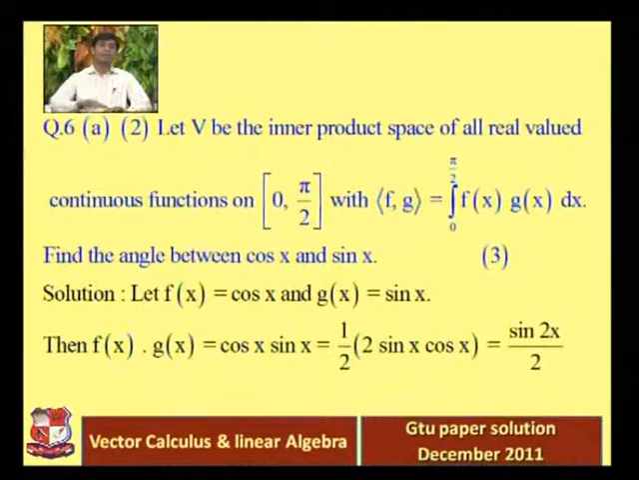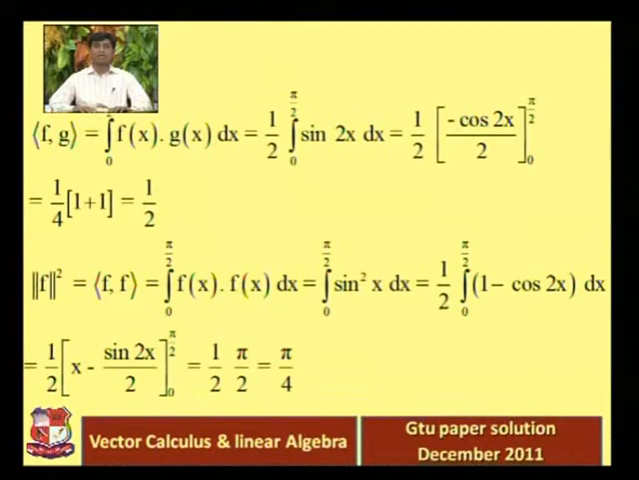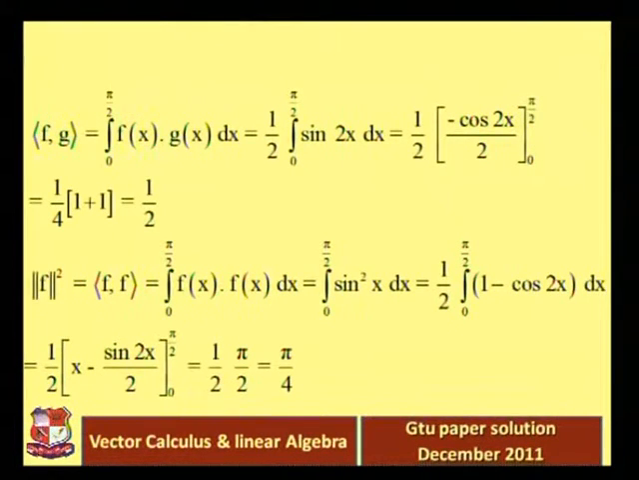Some simplification there: we multiply by 2 and divide by 2. So 2 sin x cos x divided by 2. 2 sin x cos x is sin 2x. So sin 2x divided by 2. Now we have f(x) into g(x) equal to sin 2x divided by 2. Now we want to find the inner product of f with g.